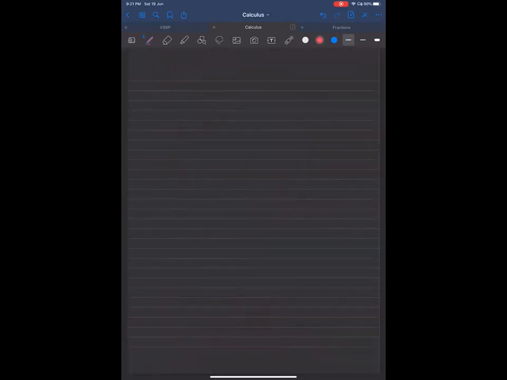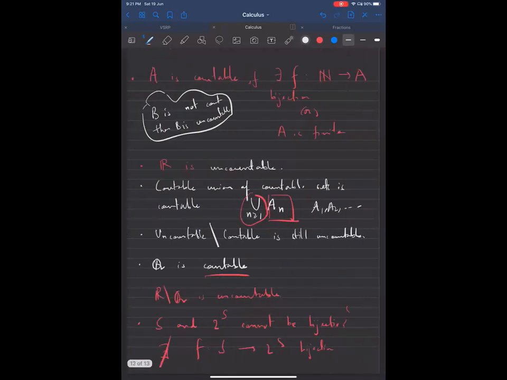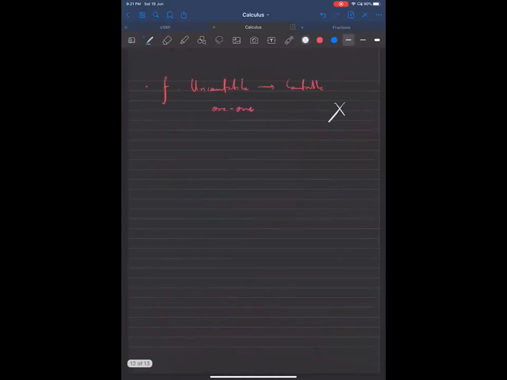Now there are things like: you can't get a function from an uncountable set to a countable set which is one-to-one. It's not possible. Can you prove this step using any of the other statements? Assume that all these are true and try to prove this.